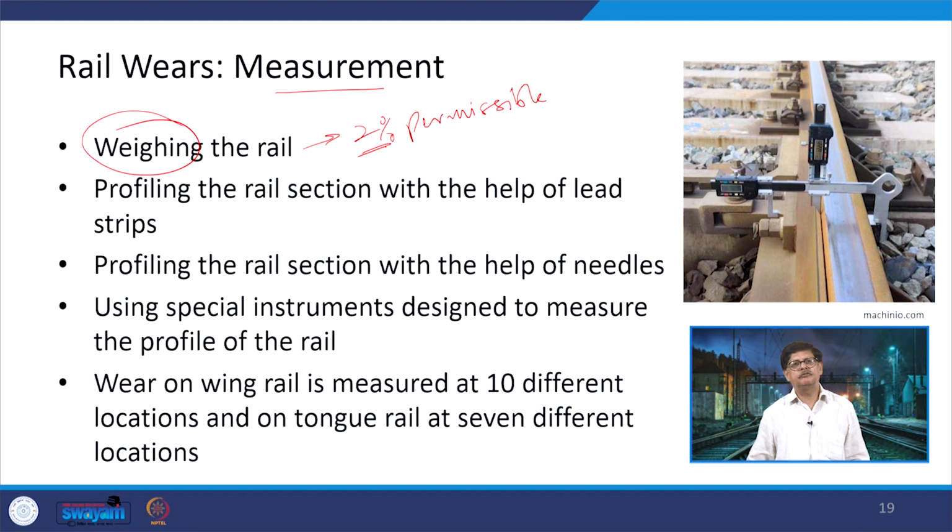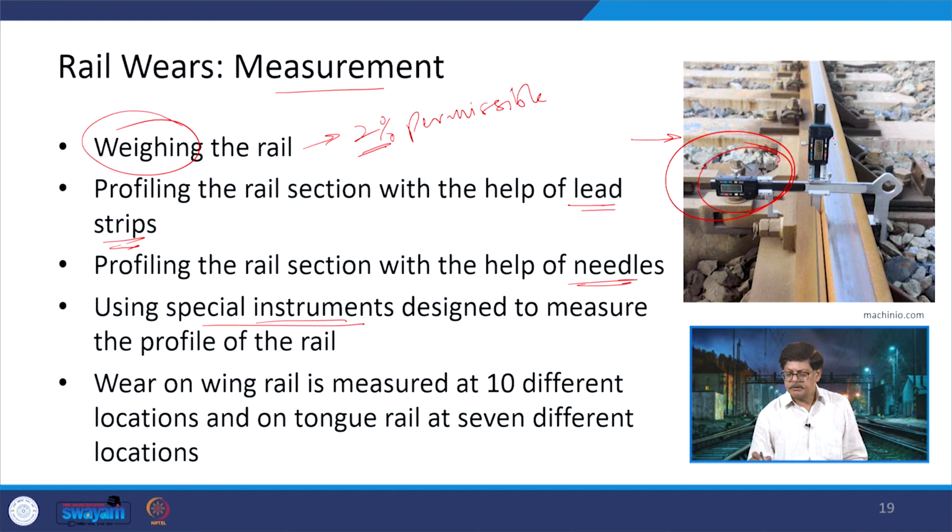Another is the profiling of the rail section. There are different ways in which the profiling can be done. One is with the help of lead strips, another is with the help of needles, or the third can be special instruments which are designed to measure the profile. You can see on the right hand side one photograph is being shown. It is a profilometer, a digital profilometer where the digital recording of the values is continuously going on. So, we can keep putting it at different locations. It can even move with the help of the rollers being provided, that can also be a possibility.